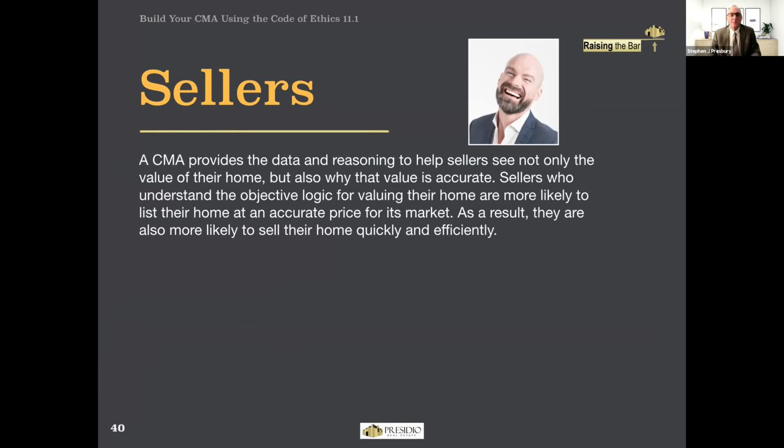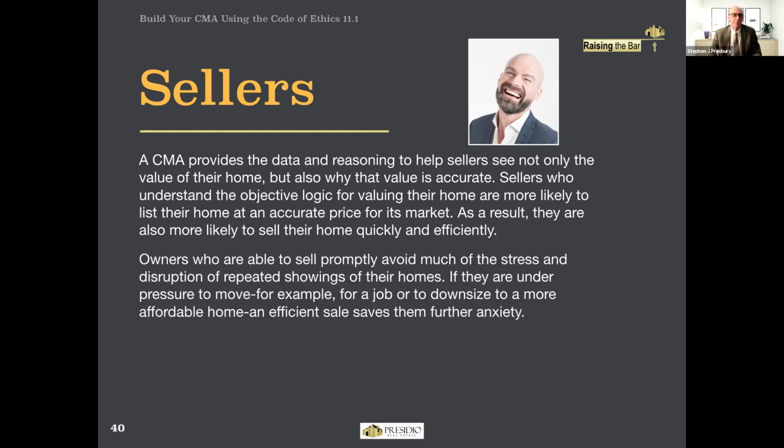CMA provides the data and reasoning to help sellers see not only the value of their home, but also why that value is accurate as far as we can gather with the information we put in there. Sellers who understand the objective logic for valuing their home are more likely to list their home at an accurate price for its market. As a result, they are also more likely to sell their home quickly and efficiently, which is really good for us.